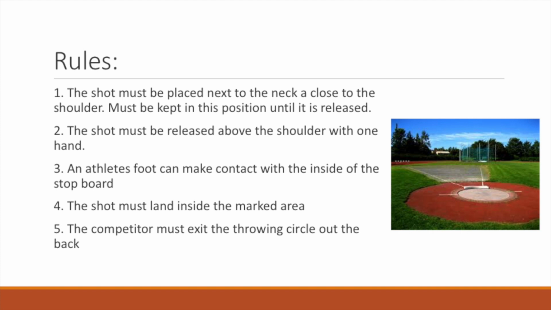3. The athlete is permitted to touch the inside surface of the stop board. 4. The shot is required to land within the legal sector. 5. The competitor must exit the circle from the back.